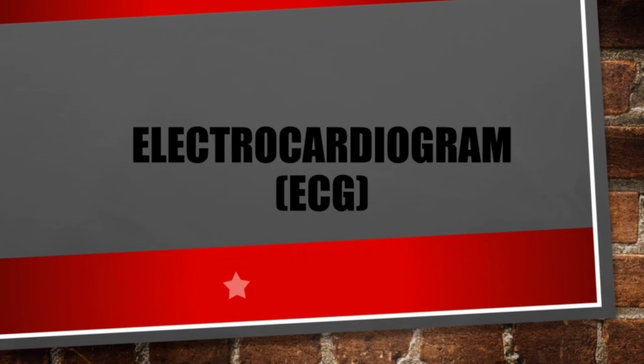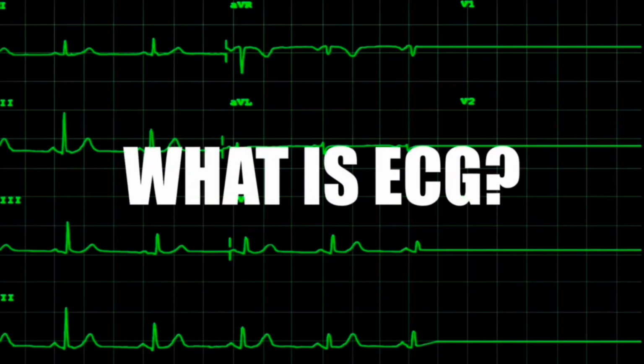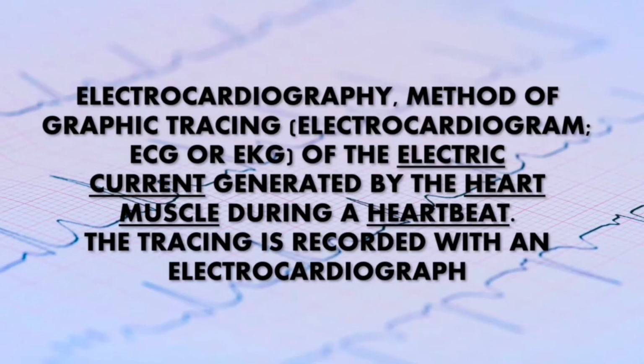Hello and good day. So I would like to present about electrocardiogram, also known as ECG, and the designation of the ECG circuit. So basically, electrocardiography is a method of graphic tracing electrocardiogram, ECG or EKG, of the electric current generated by the heart muscle during a heartbeat. The tracing is recorded with an electrocardiograph.